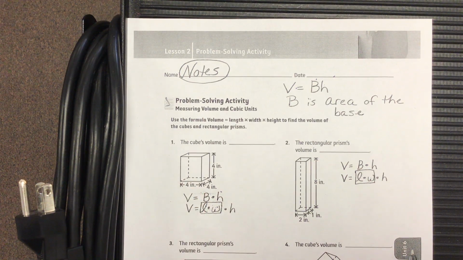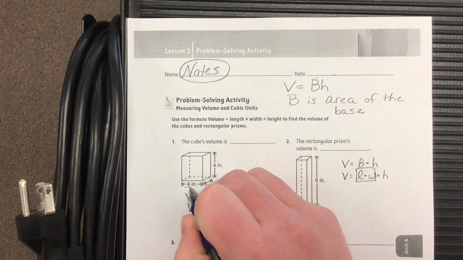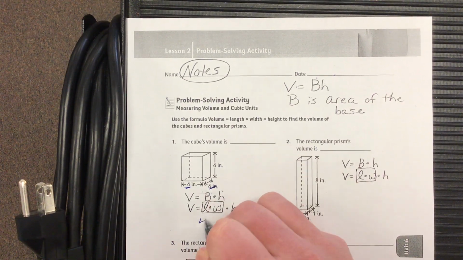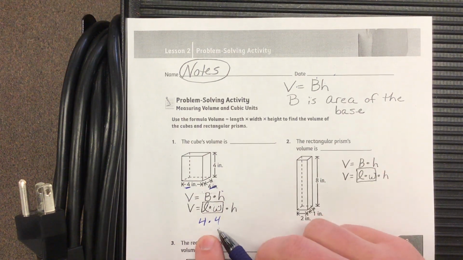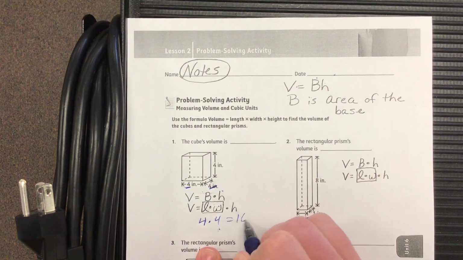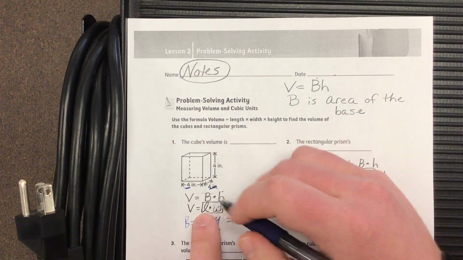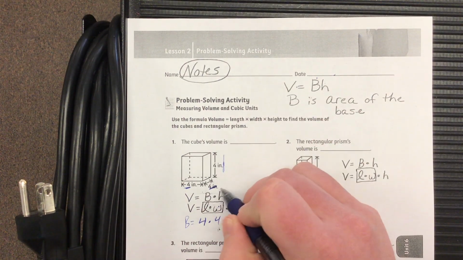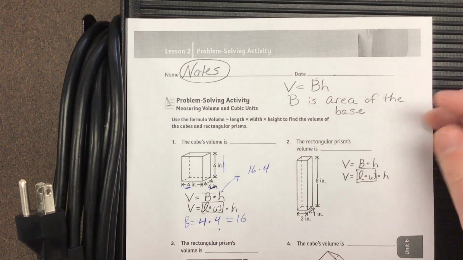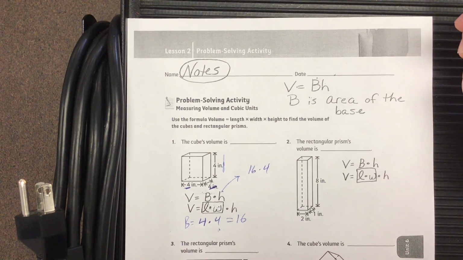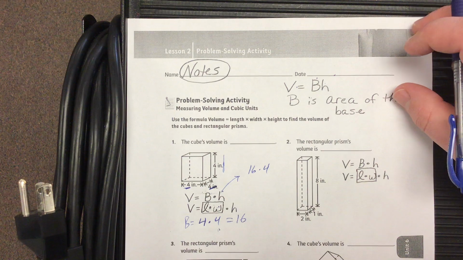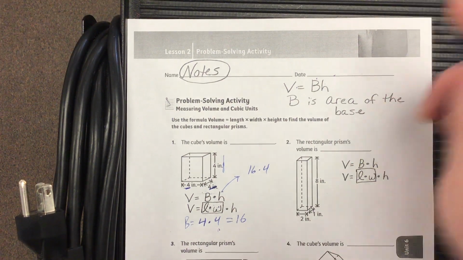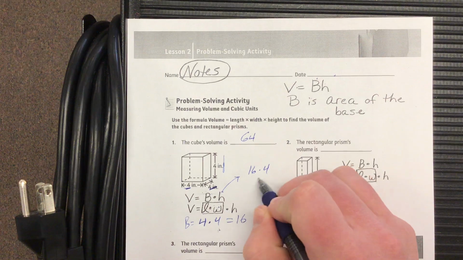Our length is 4. Our width is 4. So 4 times 4 is our base. 4 times 4, 8, 16, no, 16 is our base. Now we just have to take our base times our height. What's our height? Height is 4. So base times height, we take 16 times 4. That equals 64.